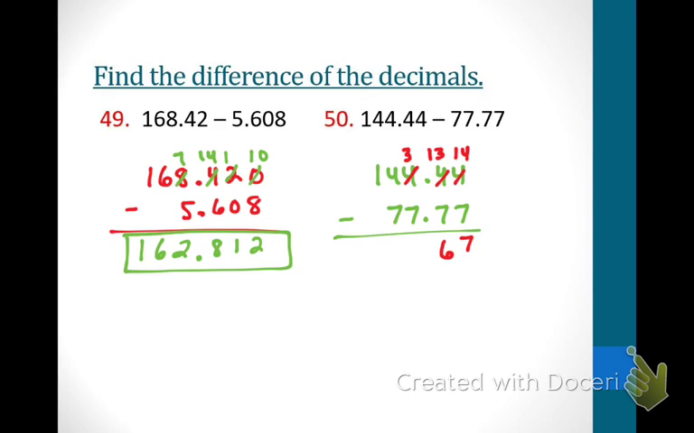Then the 3 is smaller than the 7, so you have to change the 3 to the 13. And then borrow from the next 4 over, and you have to change that to a 3. Then 13 minus 7 is 6. Then the 3 on the next one is smaller than 7, so you have to change that to a 13. 13 minus 7 is 6. Then you have to borrow from the 1 and make it a 0. Answer? 66.67. Very good.